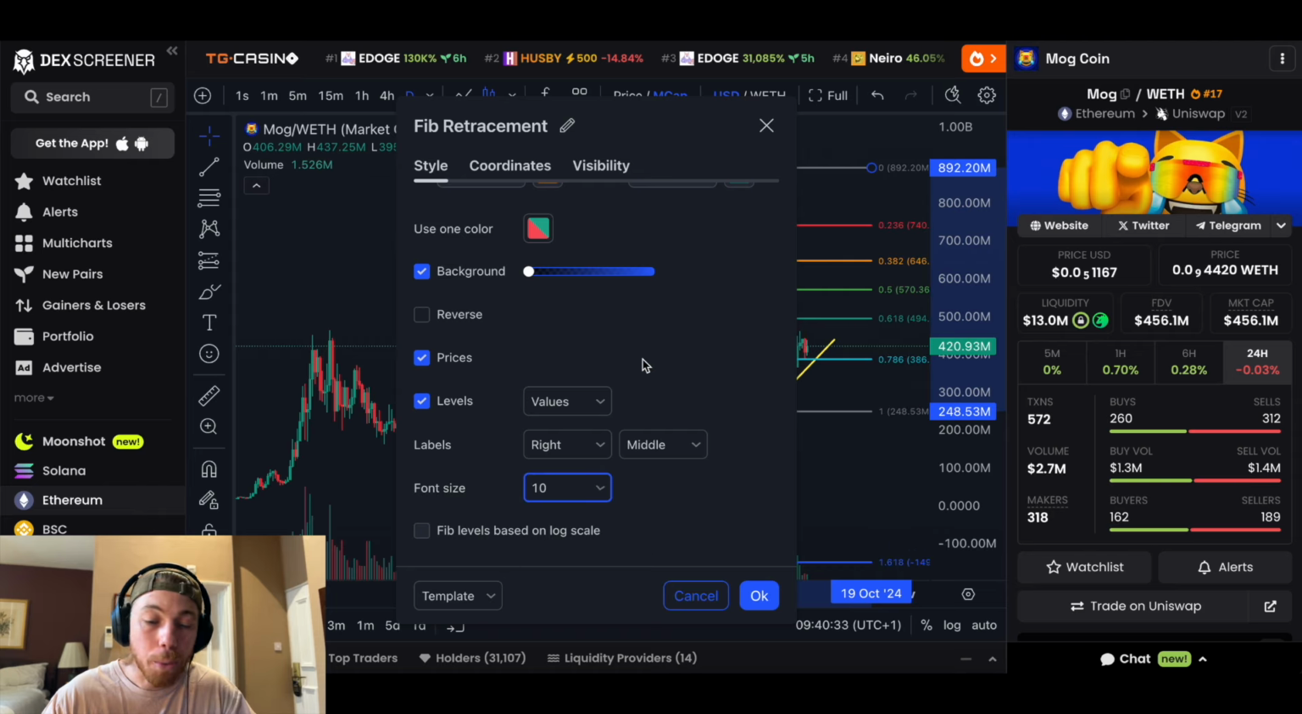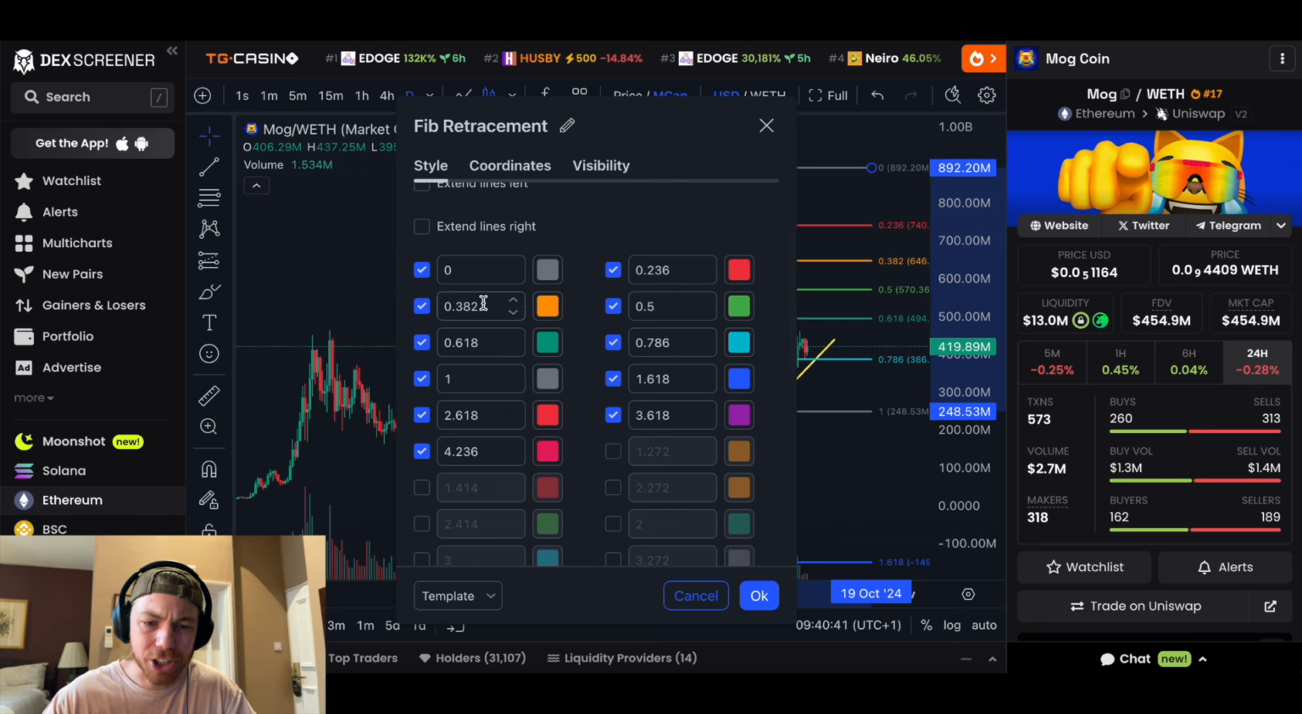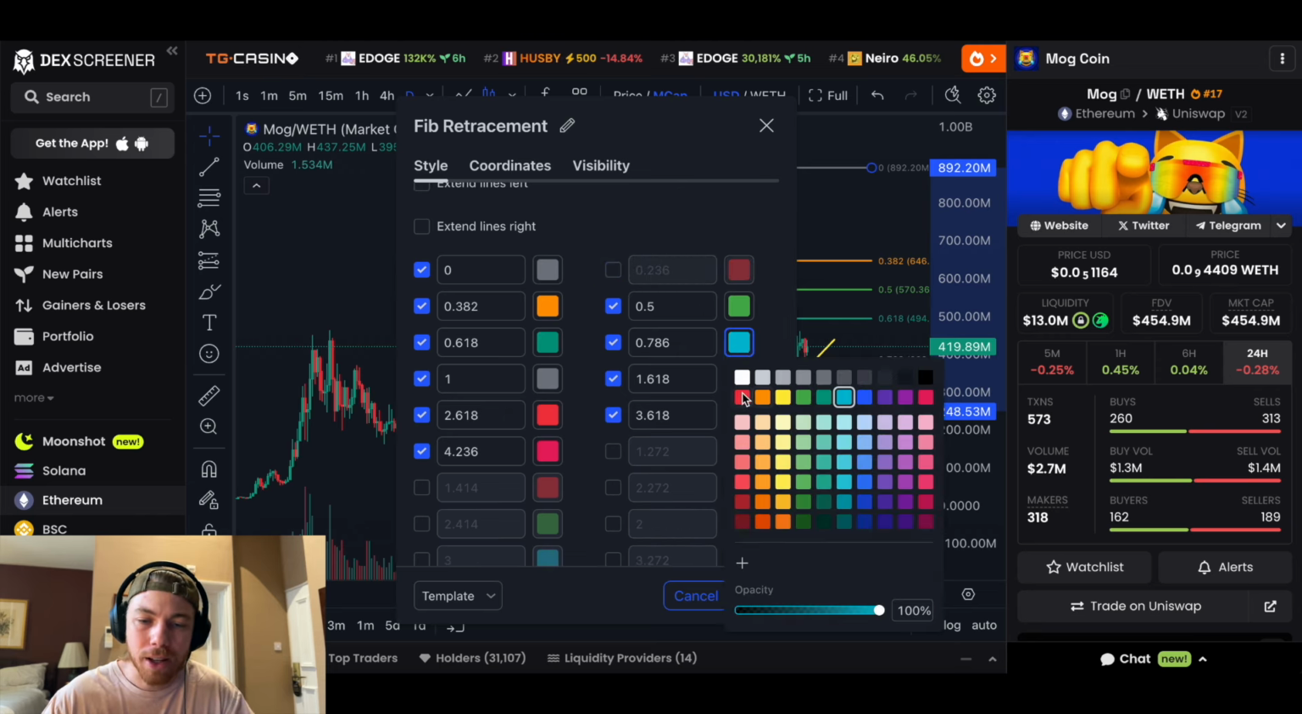I like to put it on the lowest level. You can do values or percentages. You can do prices. Prices I found are really reliable for meme coins. And then up here, guys, I like to change a few colors. I like to get rid of the shallow fib. It's just, for me, it hasn't been as reliable.